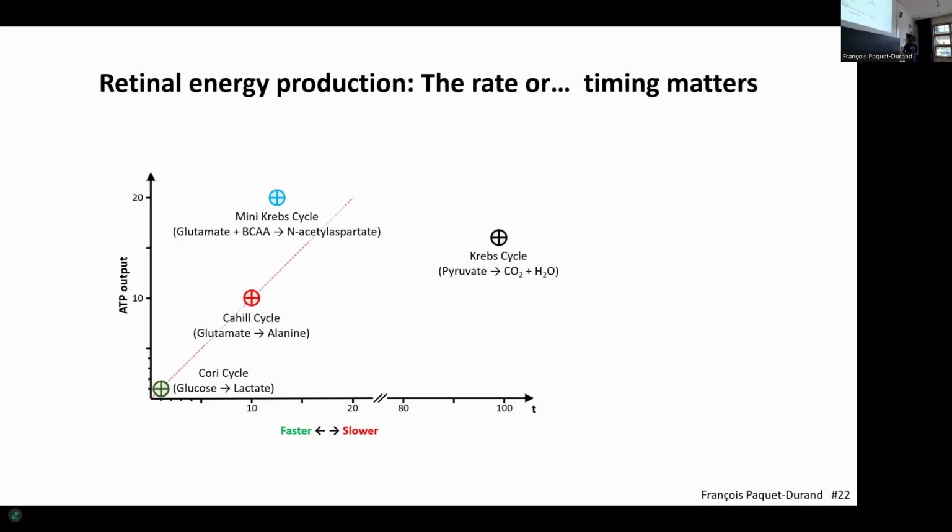And if we look at this 45-degree angle ordinate, which would indicate the same ATP production per time as in glycolysis, you can see that the Krebs cycle is far less efficient per time, and the Mini-Krebs cycle is more efficient per time.